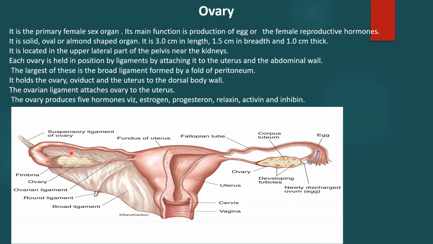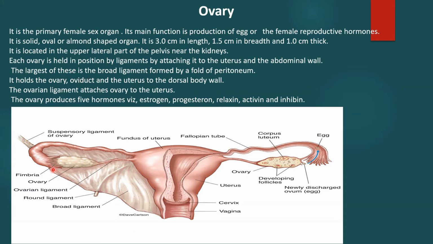If you look in this diagram, this is the ovary. The ovary is attached to the uterus via the ovarian ligament. This ovary is also attached via the round ligament and the broad ligament. I repeat, this ovary is attached via 3 ligaments. The very first is the ovarian ligament, then the round ligament and the broad ligament. Each ovary is held in position by ligaments by attaching it to the uterus and abdominal wall. We have seen in this diagram, the largest of these is the broad ligament.